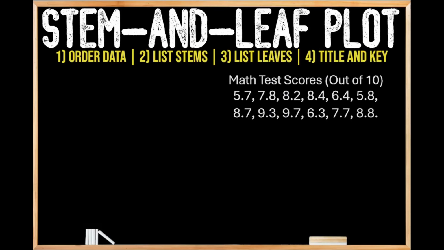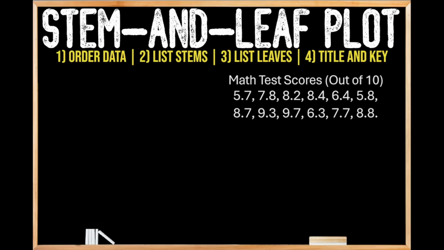Today we're going to be looking at how to create a stem and leaf plot with decimals. A stem and leaf plot is a way to show or organize data from least to greatest value. And here we can see that we've been provided a data set which tells us the recent test scores on a math test that was out of 10.